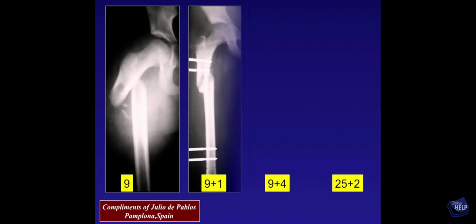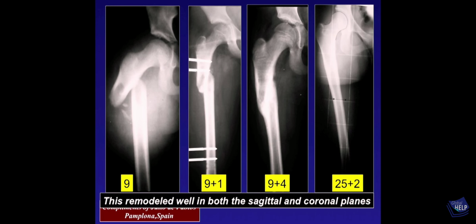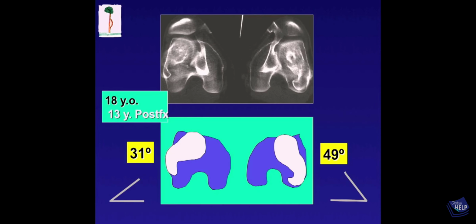This is a good friend of mine who gave me this case. He had a fractured femur, and you can see that there was remodeling well in the sagittal and coronal planes, but they did not correct the rotational angulation, and you can see there's about 18 degrees of difference. Is that going to affect the function?